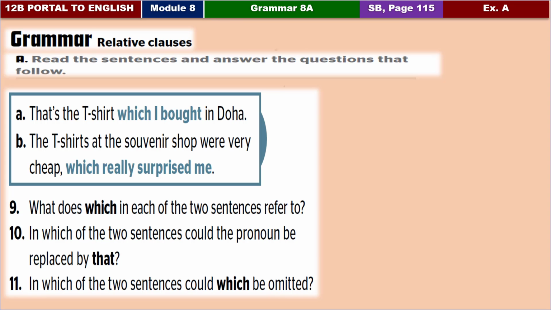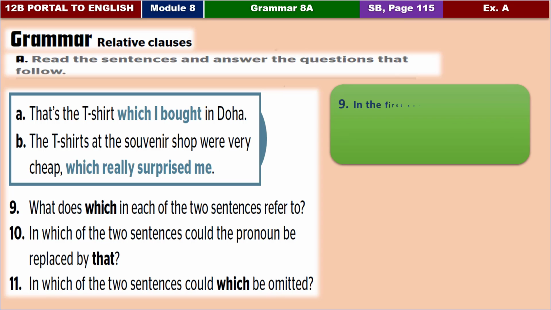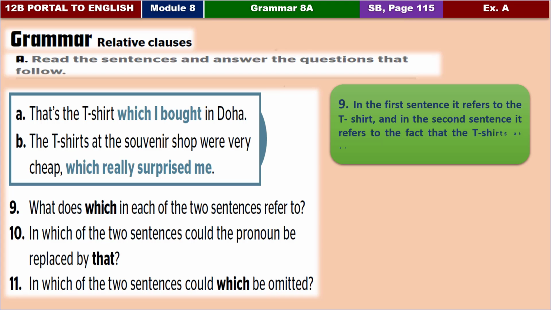Question 9. What does which in each of the 2 sentences refer to? Yes, in the first sentence it refers to the t-shirt, and in the second sentence it refers to the fact that the t-shirts at the souvenirs shop were very cheap. Okay? What about number 10?